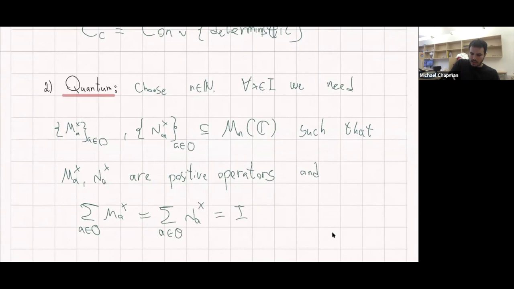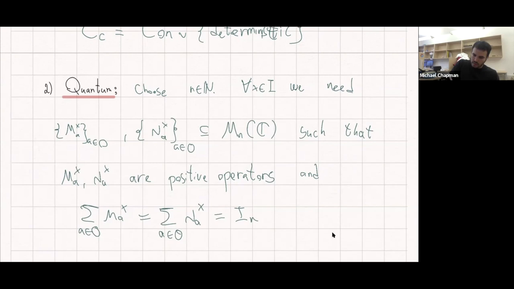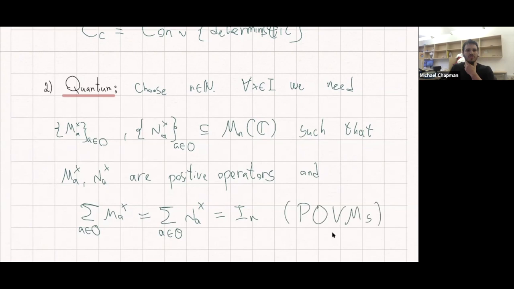So it's clear that this seems very similar to a probability distribution. What is a probability distribution? It's just a sequence of non-negative numbers that sum up to one. So here we have a sequence of non-negative matrices that sum up to the identity. So this is a non-commutative generalization of the notion of a probability distribution. This is usually called a projective operator valued measure. So projective operator valued measures is what we have here.